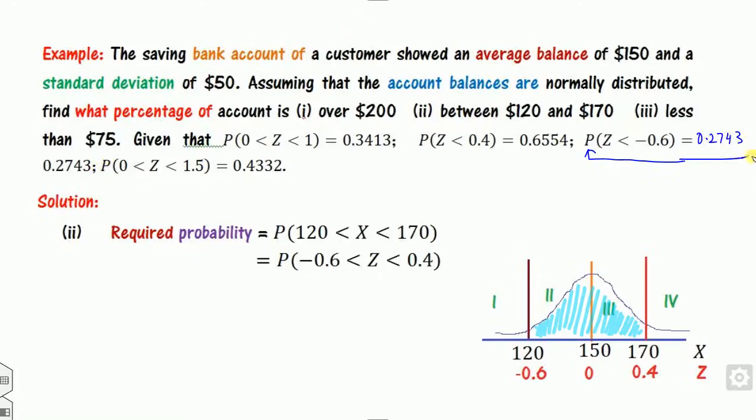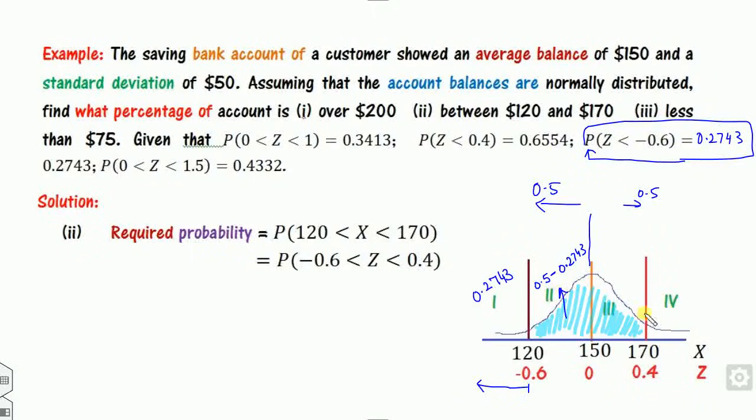This is given to you as 0.2743. So look at that: which value is given to you in this figure? Less than minus 0.6 up to here. That is area of 1. So area of 1 is given to you. This is 0, so up to this line is 0.5. Here is 0.5. So can you find the area of 2? Yes. 0.5 minus this number. You can subtract this number.